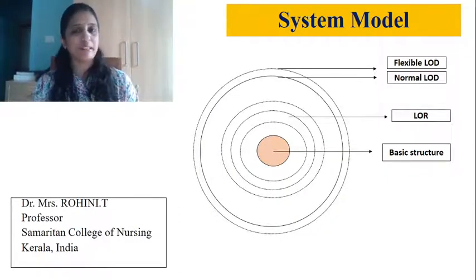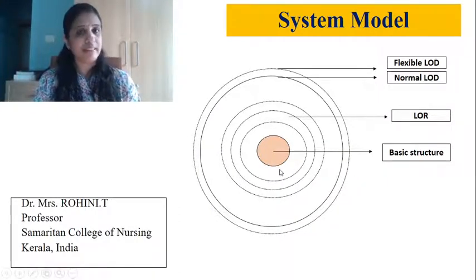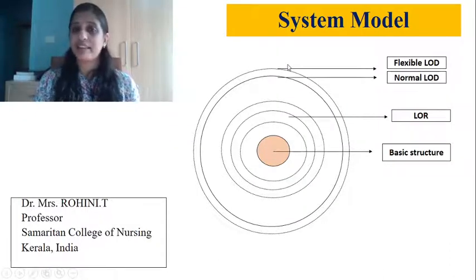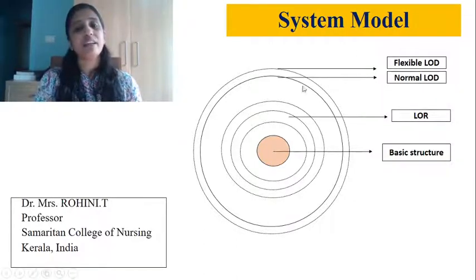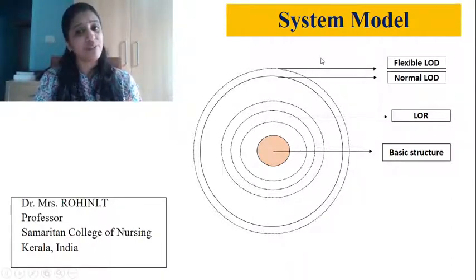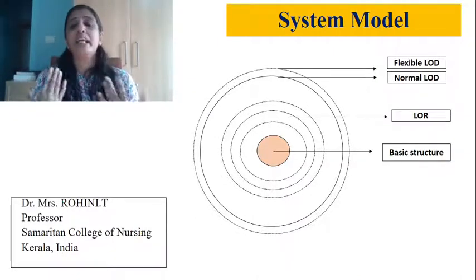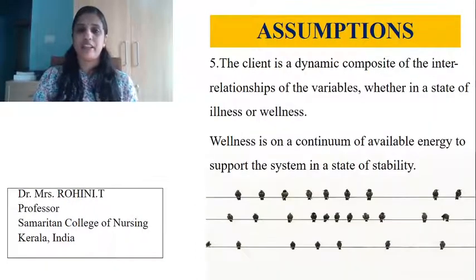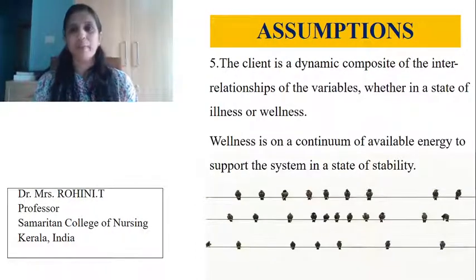So shall we tell the four assumptions? The first one was related to the basic structure. Basic structure, unique. That is the keyword. The second thing was the flexible line of defense. Various stressors are there, but whether it will invade or not, it depends on the flexible line of defense. The third one was related to the normal line of defense, that is the normal system responses developed by each individual. The fourth assumption is talking about the invasion. Once the flexible and the normal line of defense is invaded, the degree of reaction shown depends on the interrelationship of variables. Now we'll go on to assumption number 5.